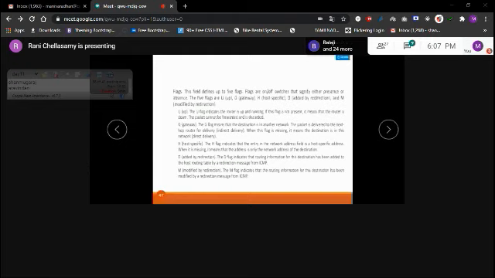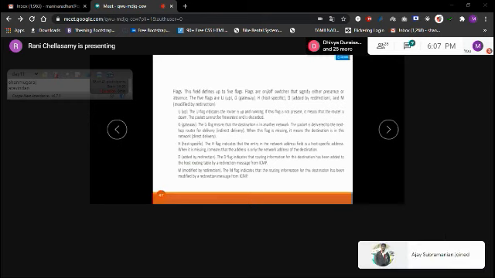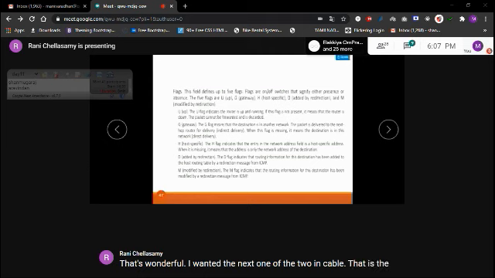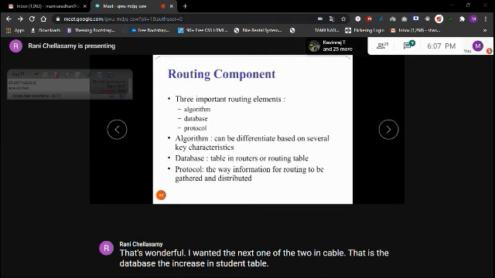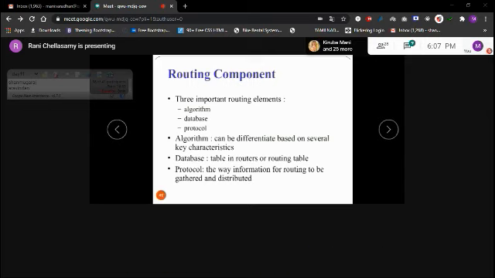Next comes what are the components involved in routing processes. There are three important concepts to be discussed. One is the routing algorithm. The next one is the routing table, that is the database entry. Next comes the routing protocols. A protocol is a way in which the information for routing can be gathered and distributed to the other networks.